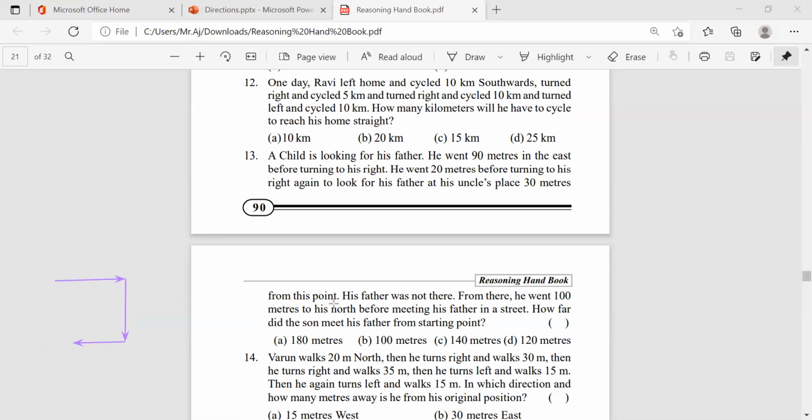From this point, his father was not there. From there, he went 100 meters to his north before meeting his father. How far did the son meet his father from the starting point? What is the starting point? That is very, very important. So this one is starting. I'll extend this one. This is the starting point. This is any point.